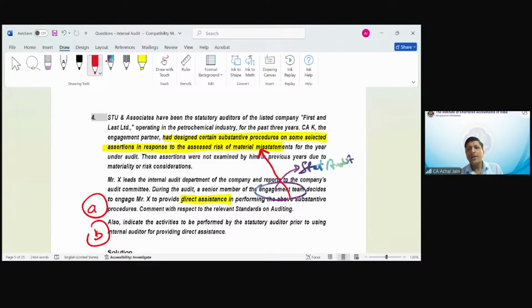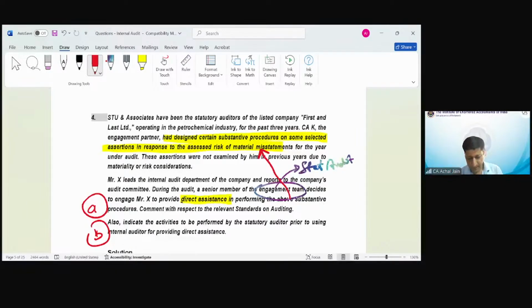Okay, very good. Anyone else would like to add to this? Sir, for the internal auditor, the main task is to check the effectiveness of the internal control on the risk assessment process and to enhance the governance and the objectives of the management.